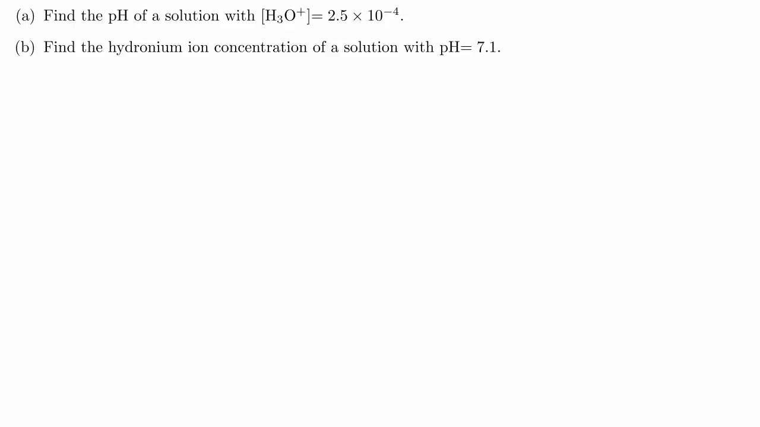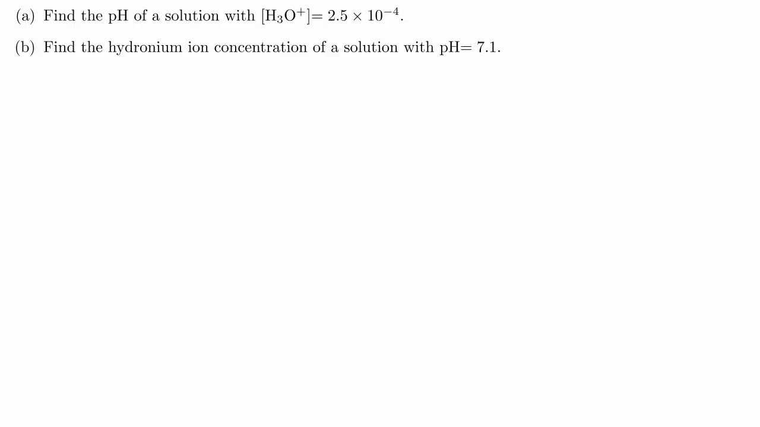Hello. In this example, I have two parts that I want to figure out. I have to find the pH of a solution with a hydronium ion concentration of H3O+ equal to 2.5 times 10 to the minus 4, and then I want to find the hydronium ion concentration of a solution with pH equals 7.1.